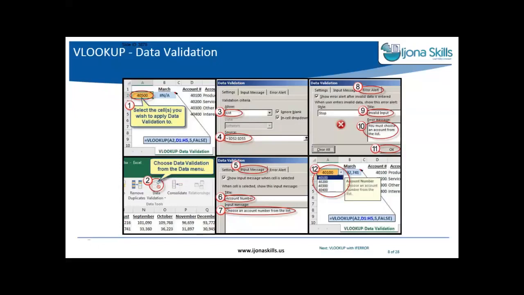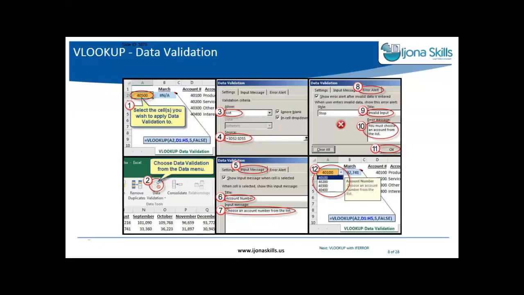So step 5 there, we're going to go to the Input Message tab. Step 6, we're going to put in a description there, because another thing data validation lets me do is create some in-cell documentation to document what's going on with that restriction there. So this documentation will appear when the user first clicks in on the worksheet cell. So I'll describe that as account number, and that's step 6. Step 7, I'll say choose an account number from the list.